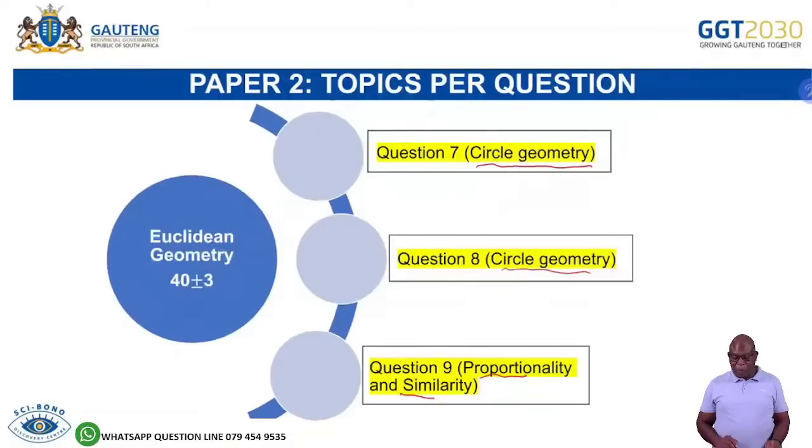Question 9 will be on proportionality and similarity. Those are very easy questions that you can score marks from. So out of the 40 marks in geometry, we expect you to get around between 25 and 30, which is possible. We are able to get those marks.